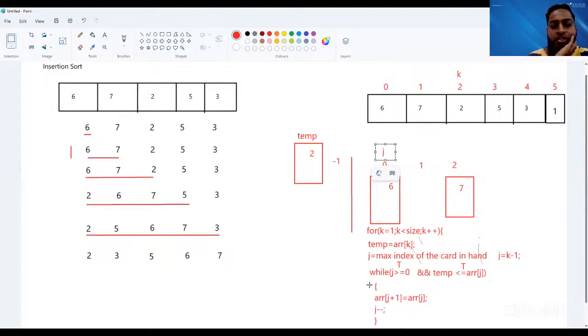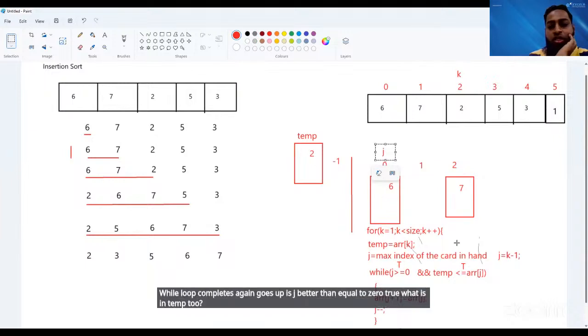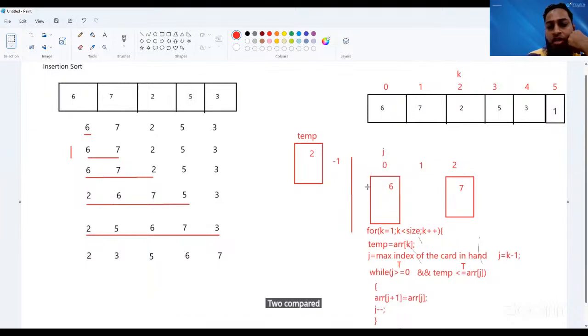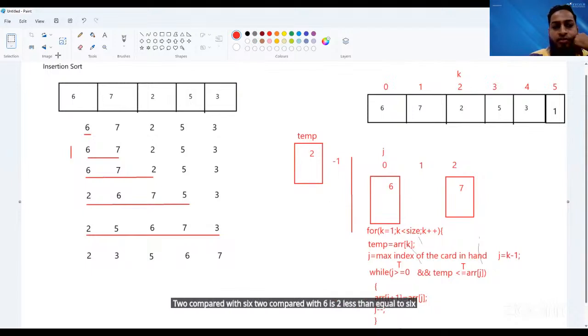While loop completes, again goes up. Is J greater than or equal to 0? True. What is in temp? 2. 2 compared with 6. Is 2 less than or equal to 6? False. Now this loop becomes false.